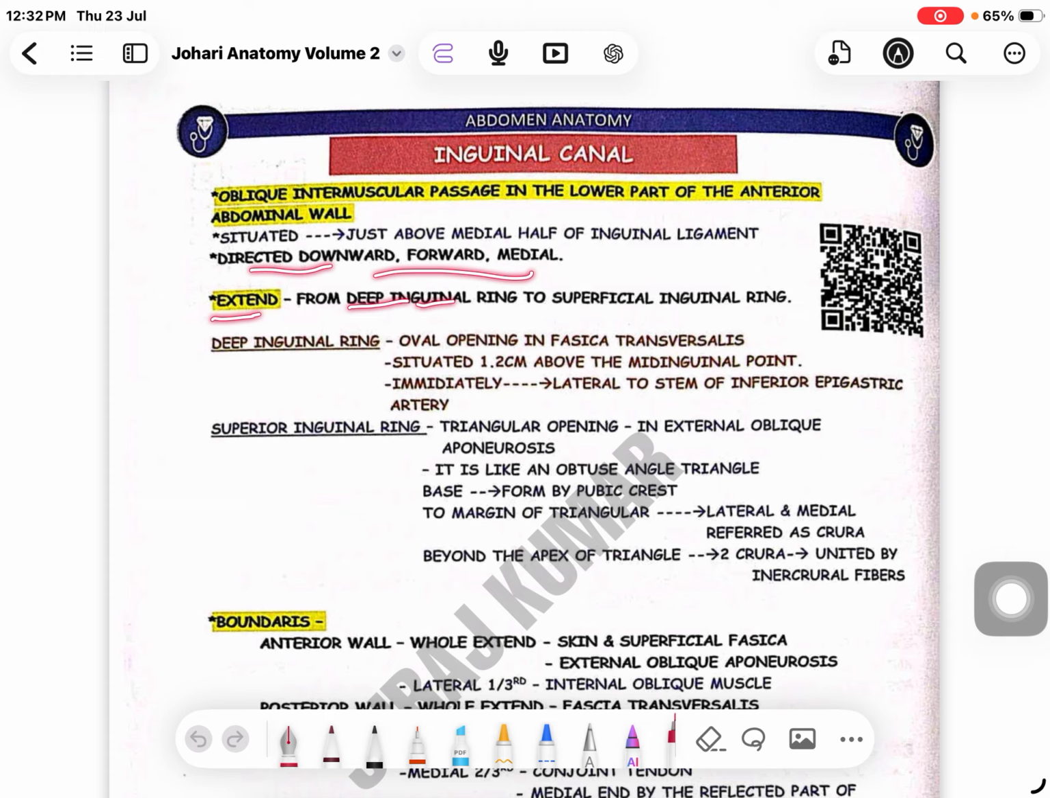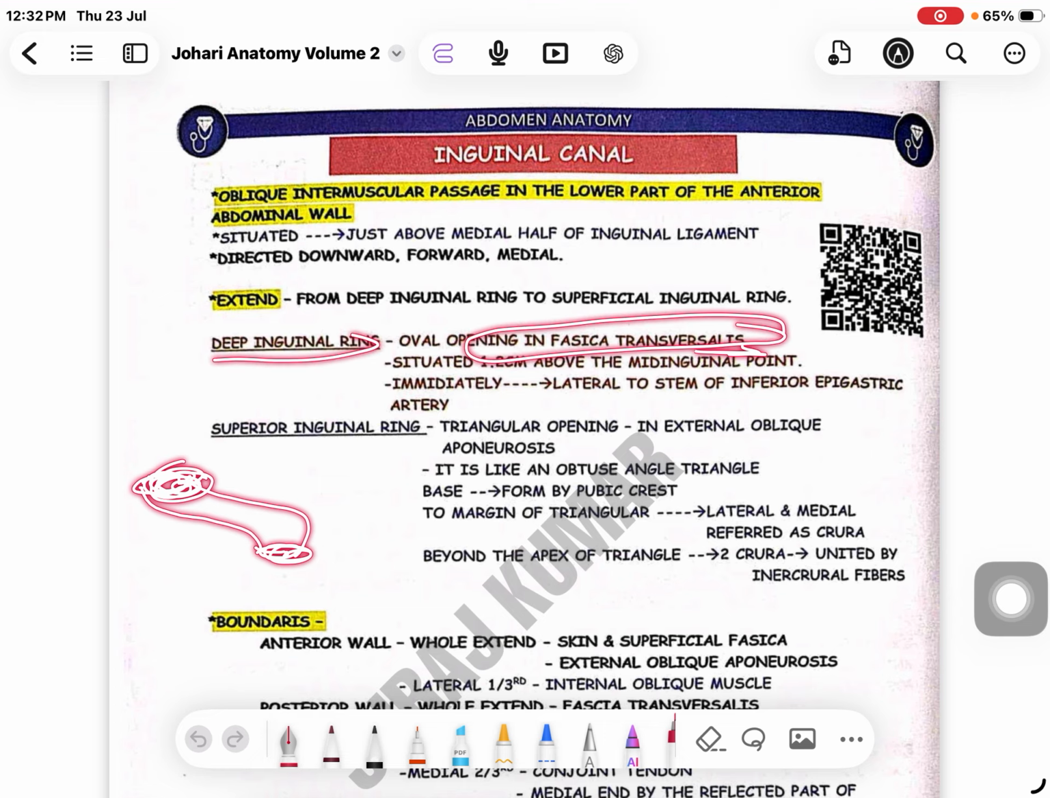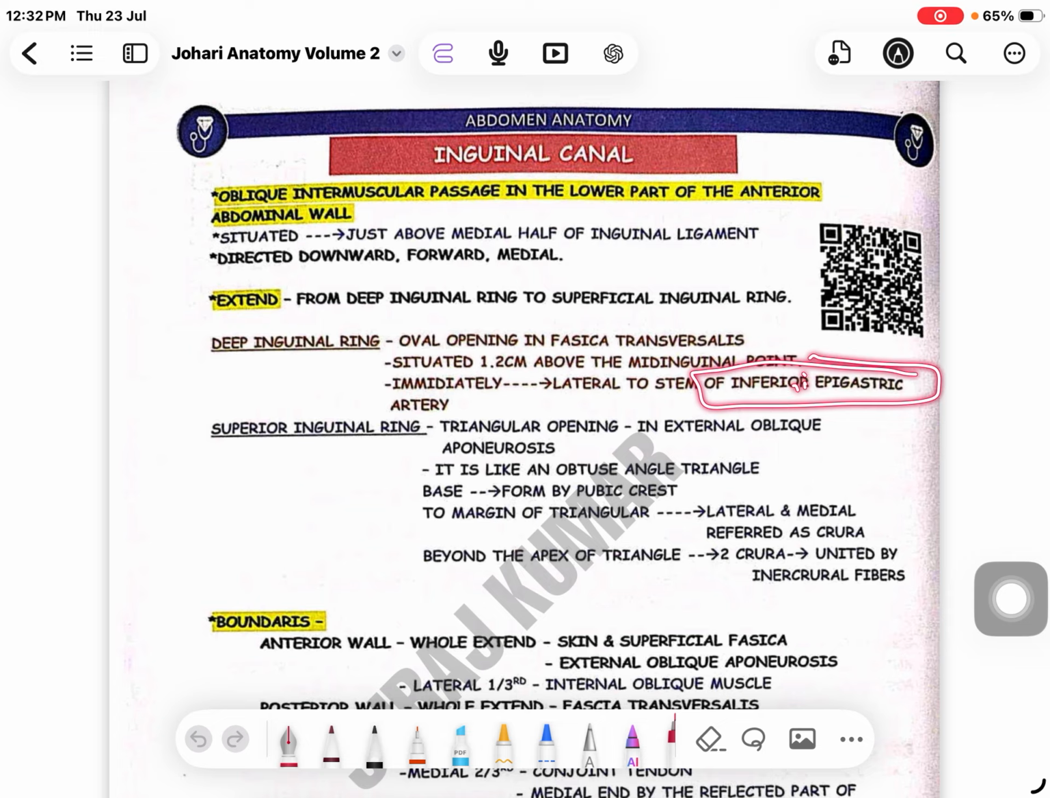It extends from the deep inguinal ring to the superficial inguinal ring. So there are a superficial and a deep inguinal ring, and the inguinal canal extends between these two. Now we will learn about the deep inguinal ring. The deep inguinal ring is an oval opening in the fascia transversalis, situated 1.2 centimeters above the mid-inguinal point and immediately lateral to the stem of the inferior epigastric artery. This is important, remember that it is present just lateral to the stem of the inferior epigastric artery.